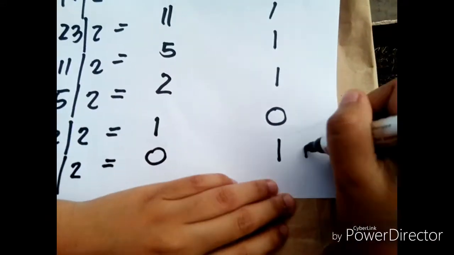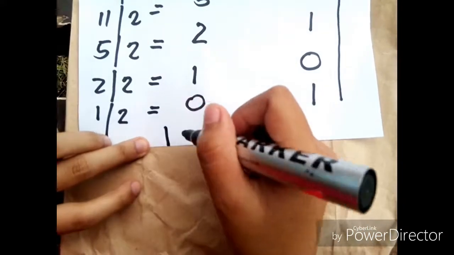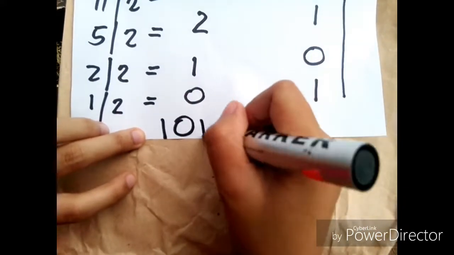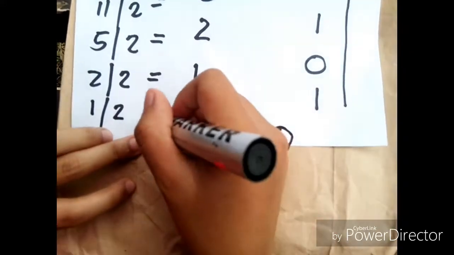So how do we read that? Just read upward: 1, 0, 1, 1, 0, 0. We have the same answer as we had in method 1.